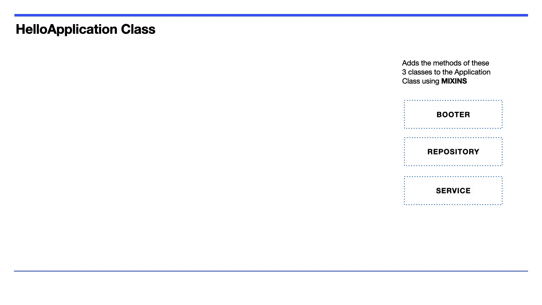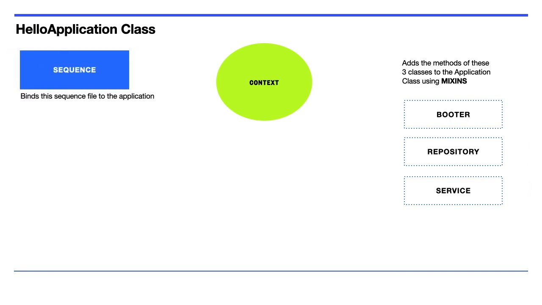So the first thing is that it extends with the booter mixin, repository mixin, and the service mixin. Whenever you see this line, that is what it is all about. So we have the context. We understand now what the context is in LoopBack 4. So the first thing that the application class has is that it binds the sequence file in the directory into the context, so that the sequence is available also for the application.